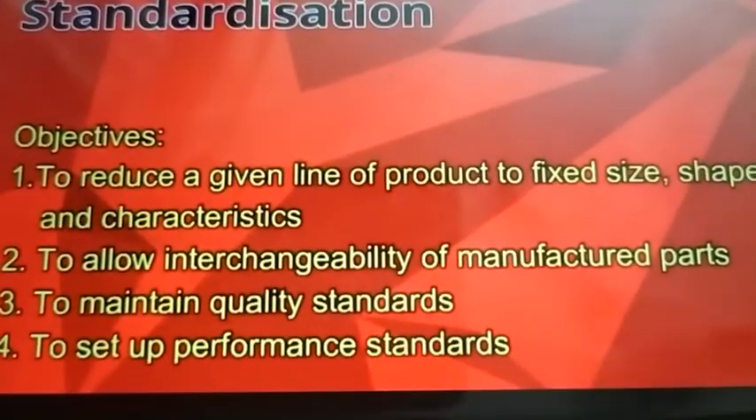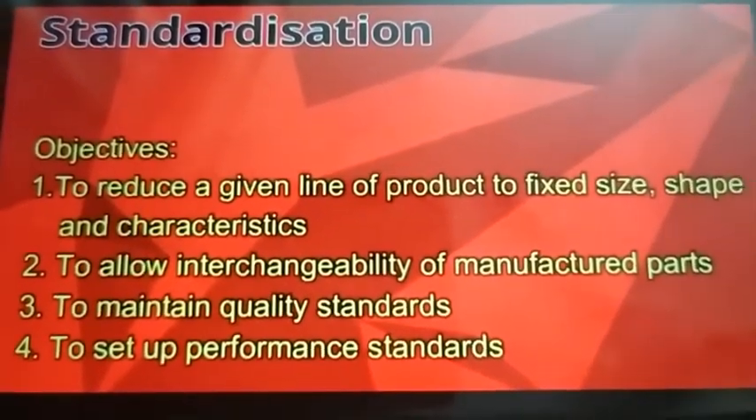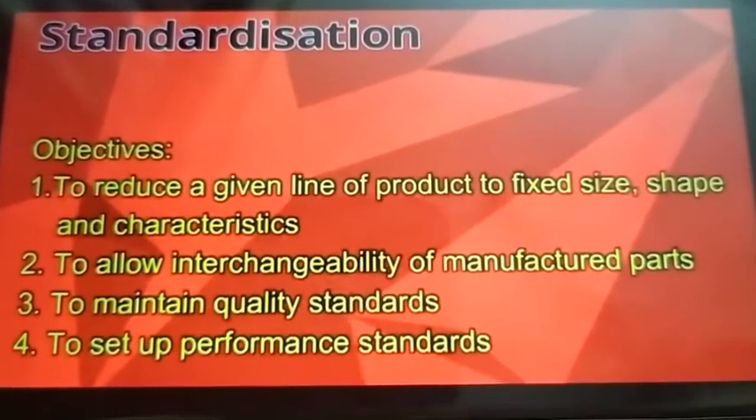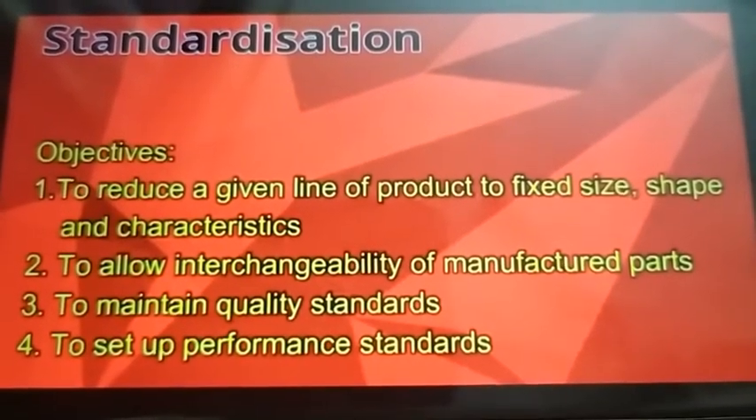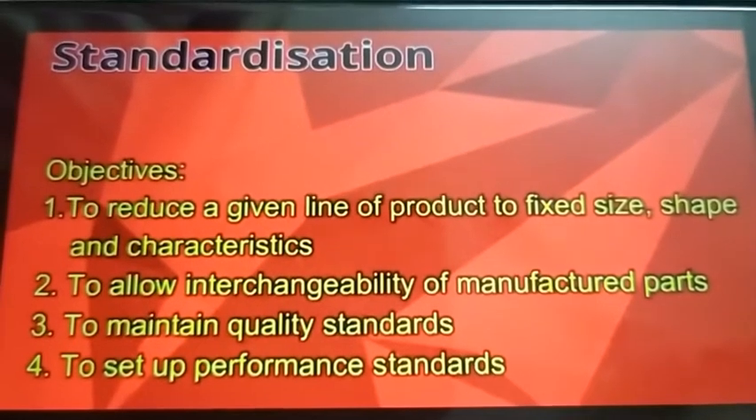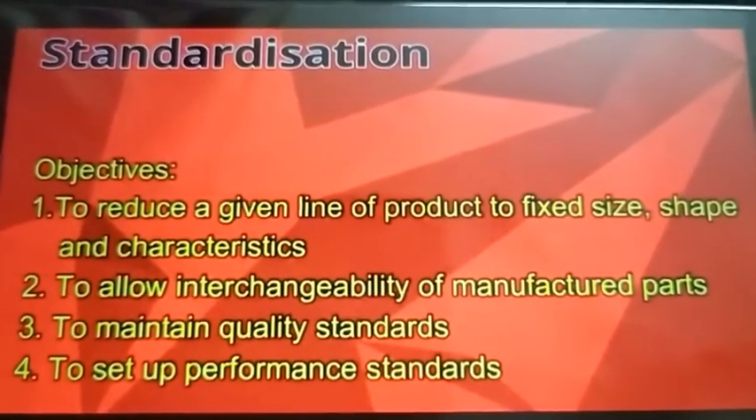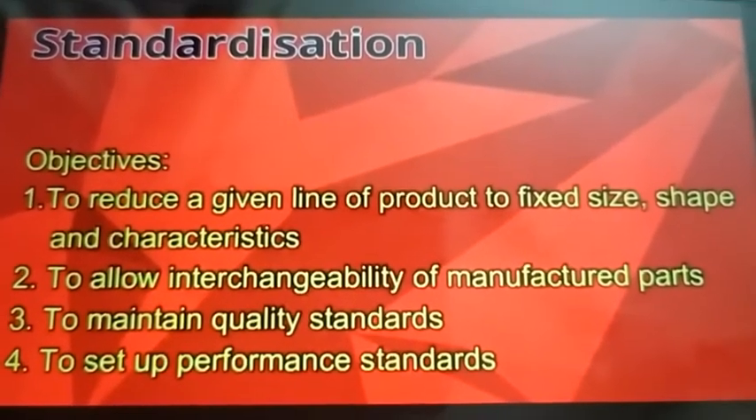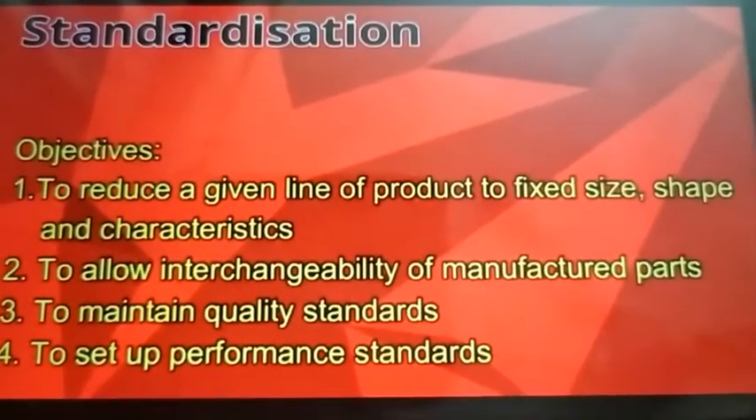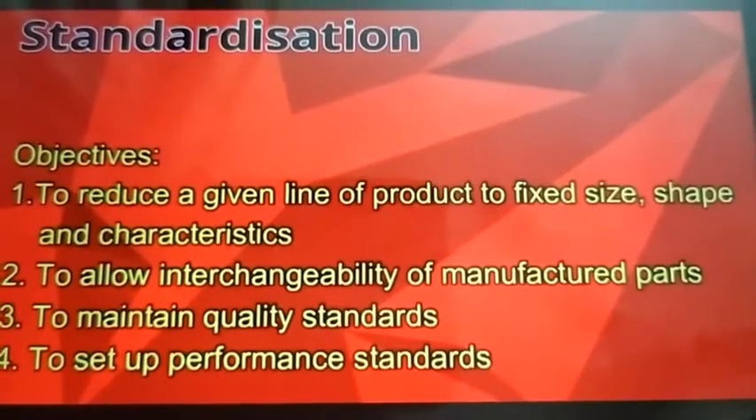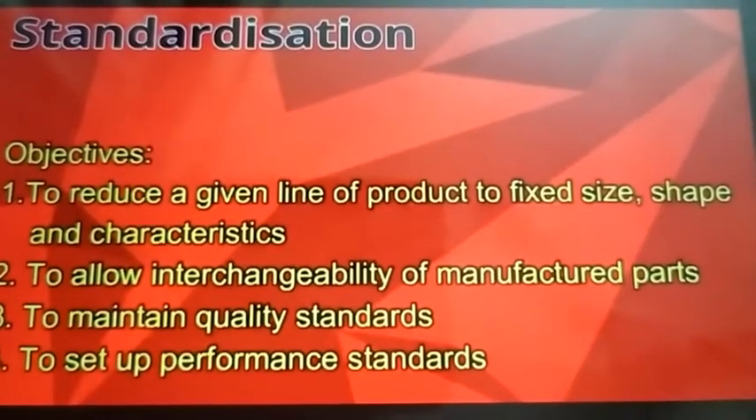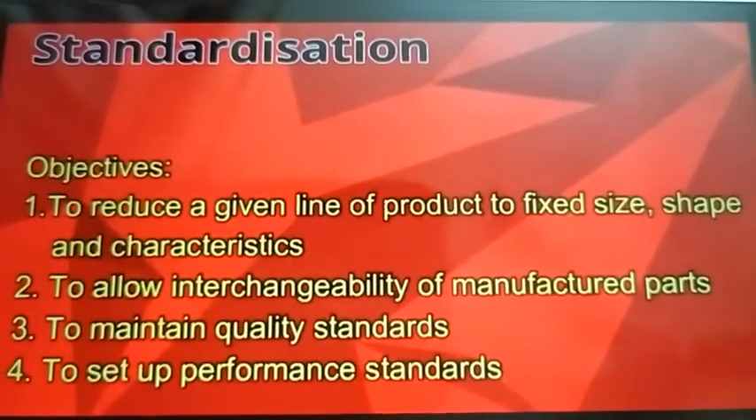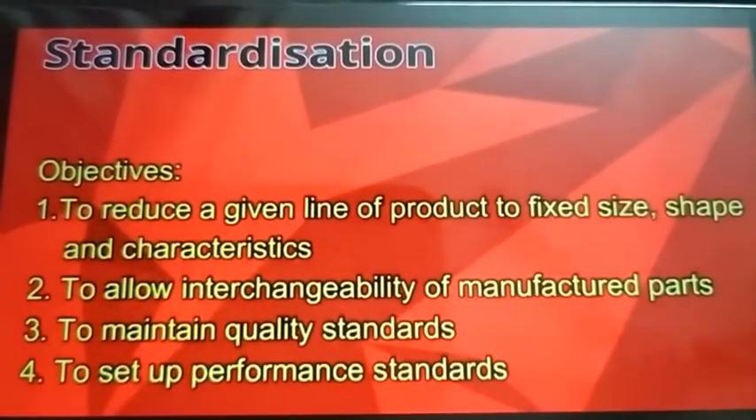So the basic objective of standardization is to reduce a given line of product to fixed size, shape and characteristics. That is, for a particular line of product, there should be a fixed size, shape and characteristics set, and the production has to be as per this set of size, shape and characteristics. Also, to allow interchangeability of manufactured parts.